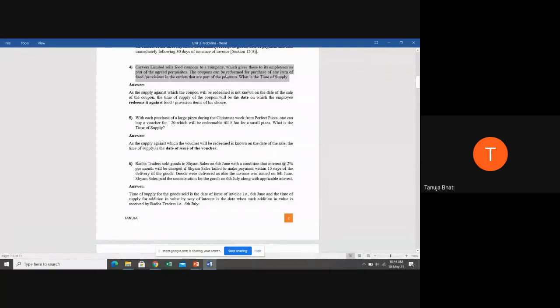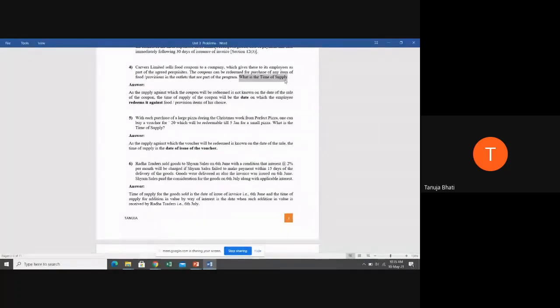Okay, now when these coupons are given, the company doesn't know what the employees will opt for. Purchase of any item is allowed, students. So at the time of issuing the vouchers or coupons, the company is not aware what the employee can redeem against that particular coupon. So students, what is the time of supply in respect of vouchers? If it is identifiable, then the date of issue of vouchers. If the supply is not identifiable at the time of issuing the coupons, it will be the date on which the employee redeems that particular coupon.